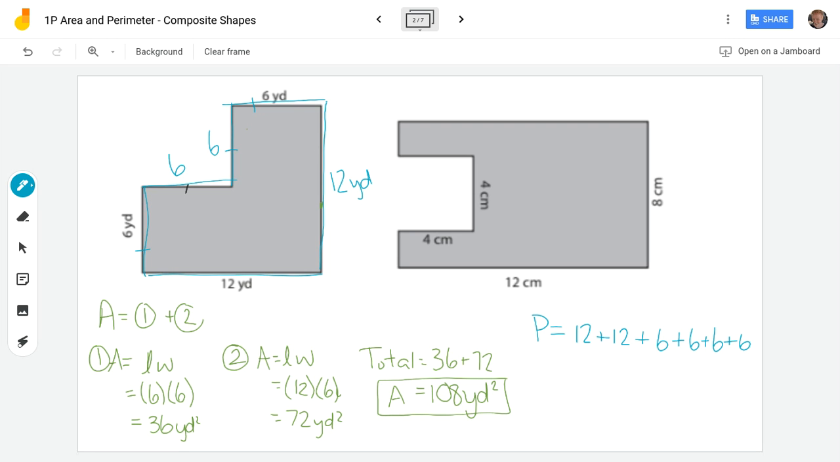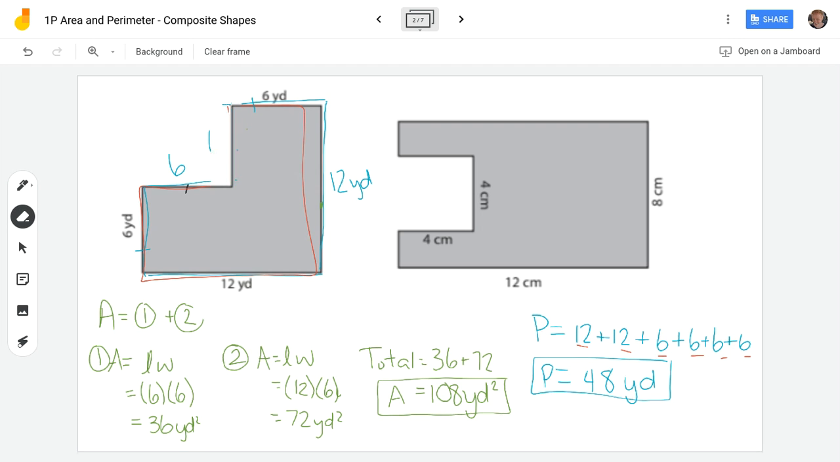Now I'm going to double check. I have 1, 2, 3, 4, 5, 6 sides, and 1, 2, 3, 4, 5, 6 numbers. So that's good. And then you just add them all up. 12 plus 12 plus 6 plus 6 plus 6 plus 6 will be 48. Yep, 48 yards. So that's the perimeter. So the perimeter is actually much easier than the area.